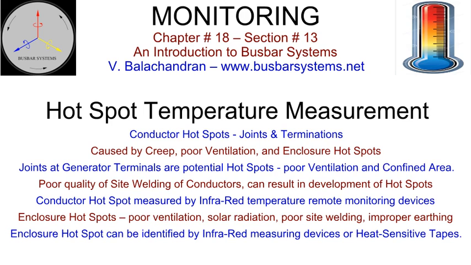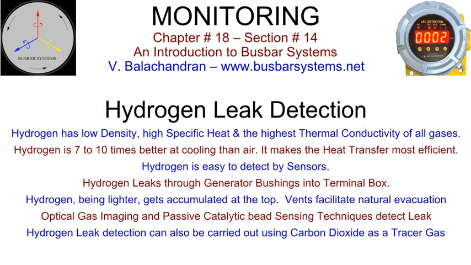In an enclosure, hotspots can develop due to poor ventilation, solar radiation, current concentration, such as near bonding bars and bends, improper earthing of terminal boxes at generator and generator transformers, poor site welding, conductor hotspots, among several other reasons. Enclosure hotspot temperature can be identified by infrared measuring devices or heat-sensitive tapes. The temperature of the conductor and enclosure of the isolated phase bus installed outdoors will have to be monitored during midday in summer.